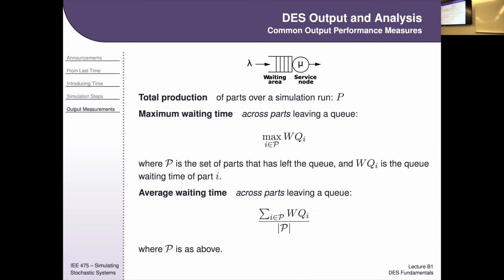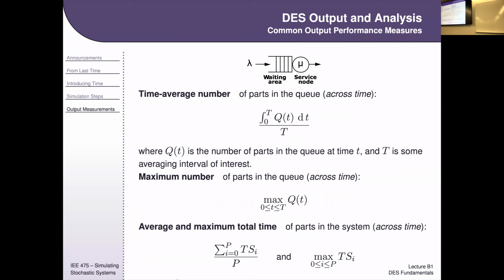Average waiting time is an alternative to that. So across all of these parts, you could say, what is the average time a part took, either through the whole system or at a particular queue, and that sort of tells you whether this queue is healthy or not. You can also average over time.